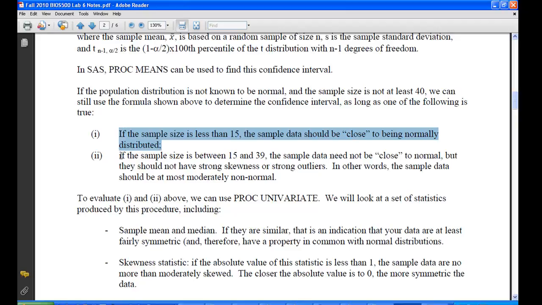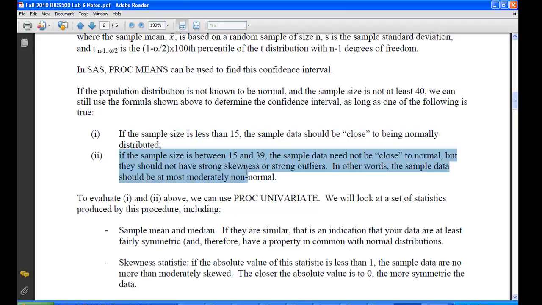If you have a sample size between 15 and 39, then the sample data don't have to look like they come from something that's close to a normal distribution, but at the very least you need to make sure there's no strong skewness or strong outliers. In other words, the sample data should be at most moderately non-normal if you've got sample sizes between 15 and 39 inclusive. So those are the things to think about, and we'll have to evaluate all that information before we go ahead and actually get SAS to do the confidence interval calculation.